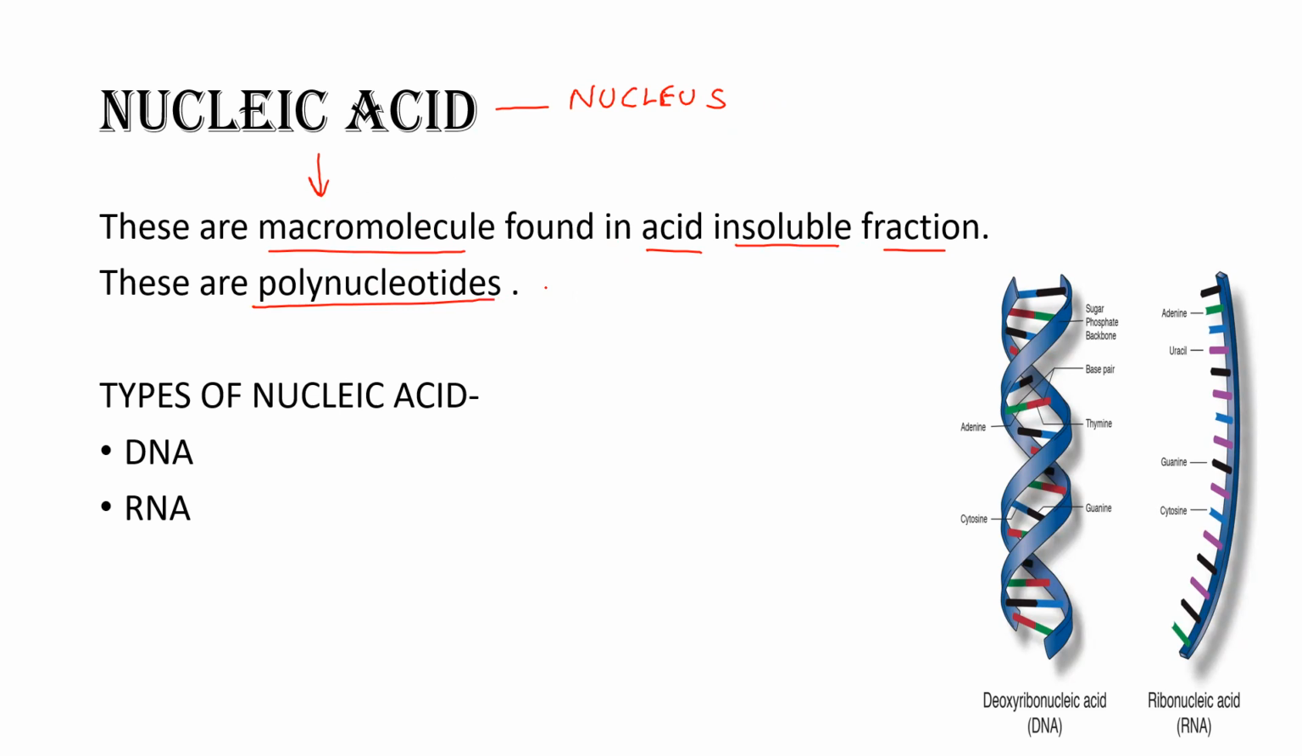They are polynucleotides, so their monomer is nucleotide. There are two types of nucleic acid, DNA and RNA. In this picture, you can see this is DNA, full form is deoxyribonucleic acid. This is RNA, full form is ribonucleic acid. DNA is a double-stranded structure and RNA is single-stranded.